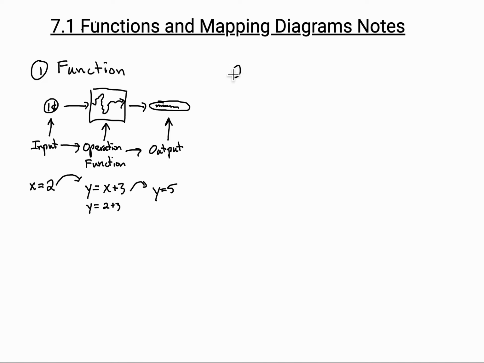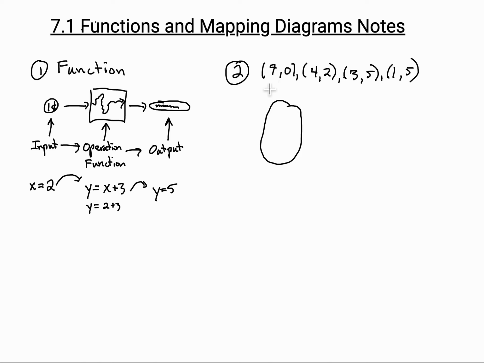So our functions can be written as mapping diagrams. Given, say, some coordinate pairs, (7, 0), (4, 2), (3, 5), and (1, 5), we can make a mapping diagram. So our mapping diagram is a group of inputs, so we'll list the inputs here, and a list of our outputs.